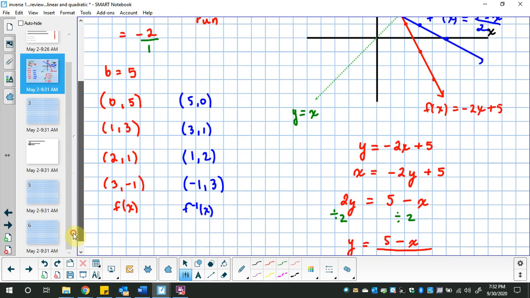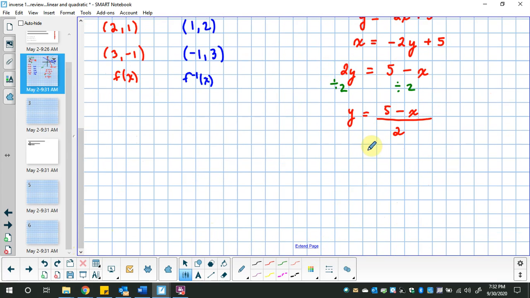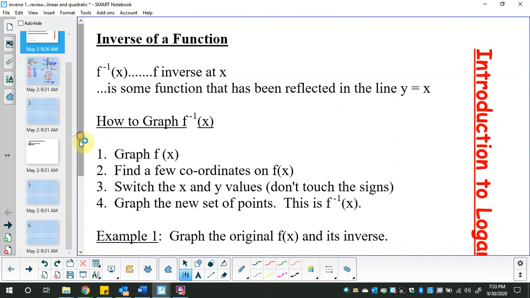So that also means that I should sum up all this work by saying I just found the inverse equation. So I use the inverse notation. And there we go.